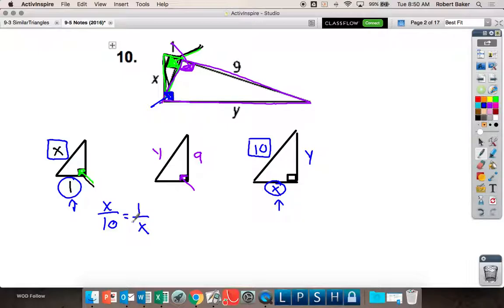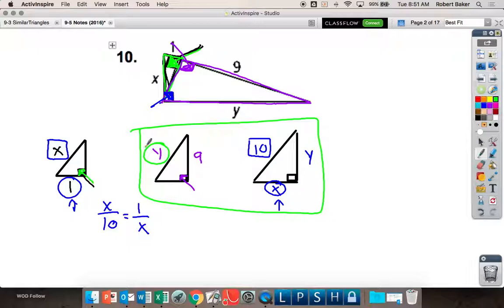So let's go tackle y. What are the only 2 triangles that have y? The medium and large triangle, the second and third triangle. What's the corresponding length for y? 10. So you do y over 10 is equal to 9 over y. The y's are diagonal from each other, so you can check that you're right.